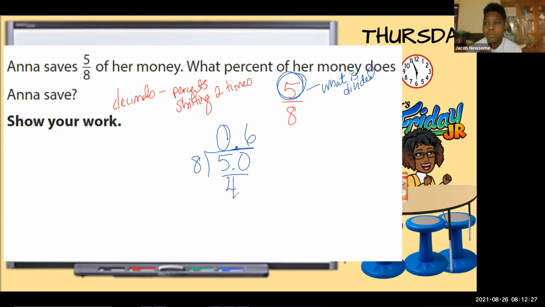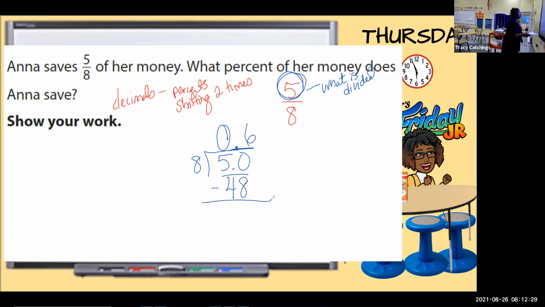48. All right, subtract. 2. Can I have a remainder when I have a decimal?